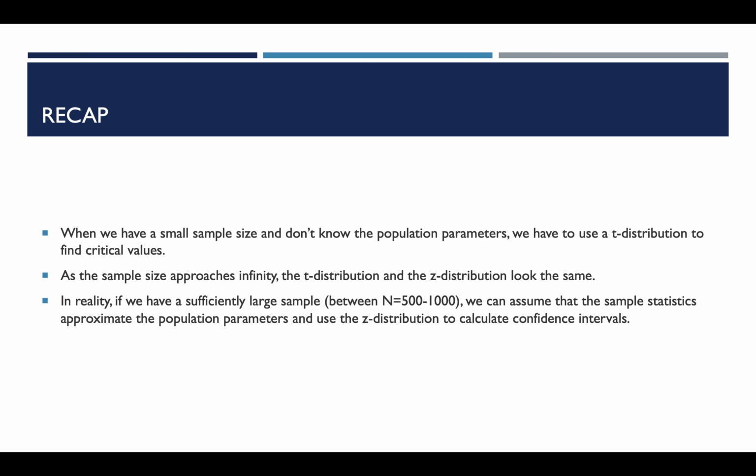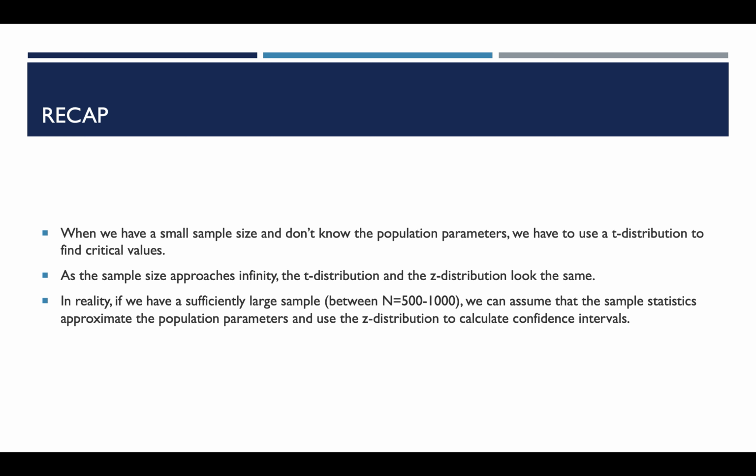To recap the main points from this short lesson, we've said that when we have a small sample size and we don't know the true population parameters, we have to use a different distribution. In this case, we use what's called a t-distribution to find the critical values we need to plug into our confidence interval equation. We also saw that as the sample size starts approaching infinity, the t-distribution and the z-distribution look the same.